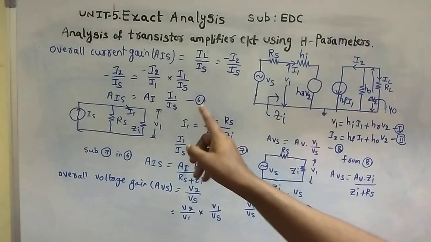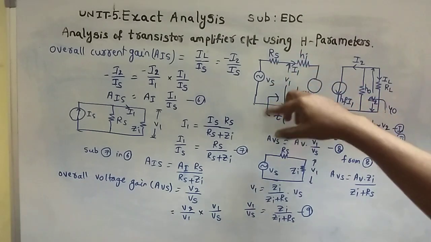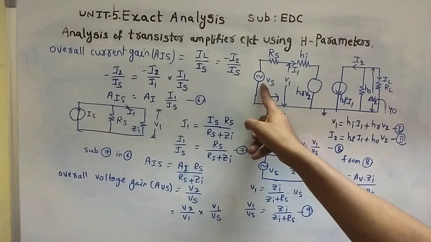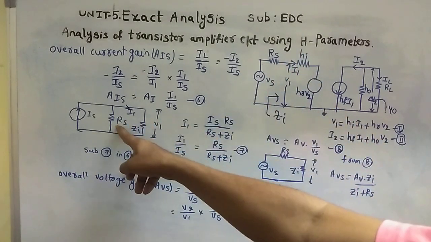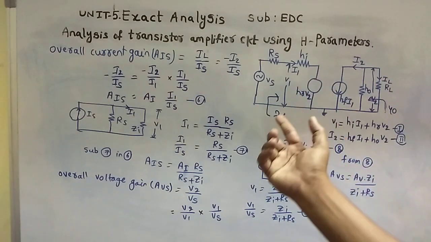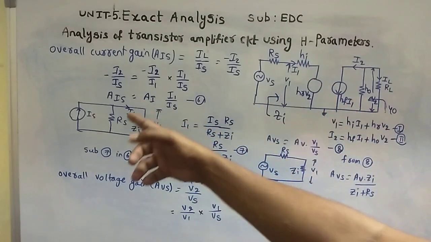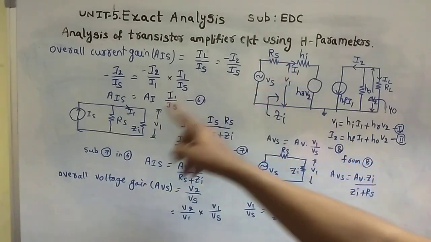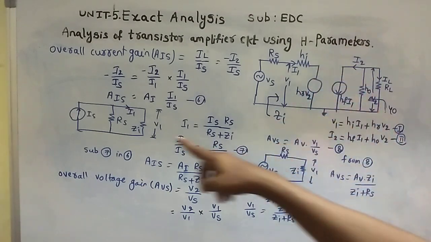So this circuit I am taking. Here if you transform this voltage source into a current source, that is a source transformation, then in place of the voltage source you can take a current source. Similarly, in place of series resistance you can take parallel resistance. That is a voltage to current source transformation. So this main voltage source I am going to transform into a current source, and in place of the series resistance I am taking a parallel resistance. Here we have Zi, and in parallel we have another resistance.